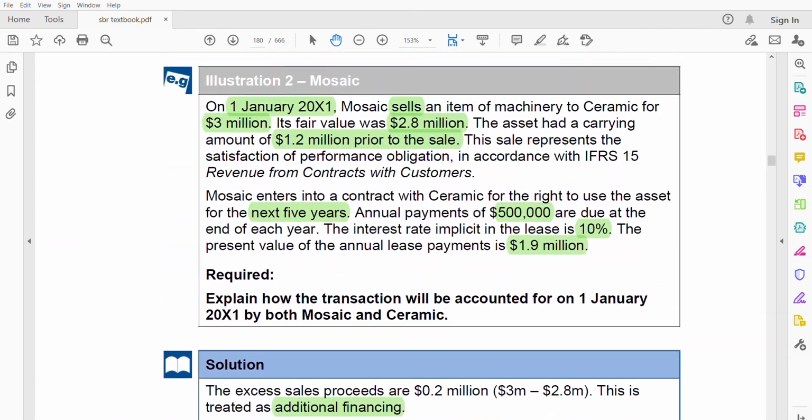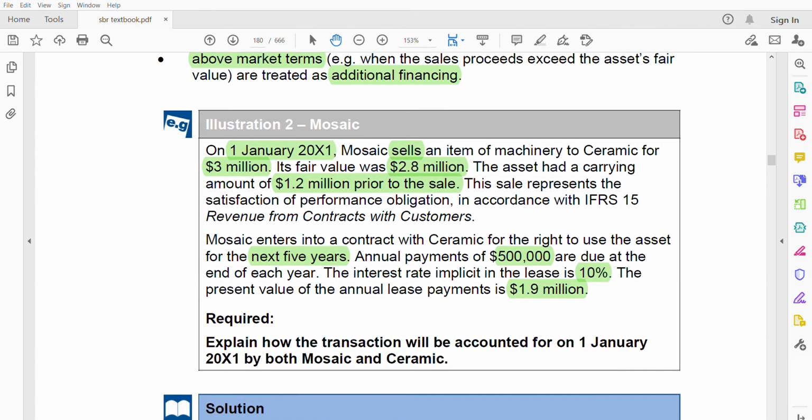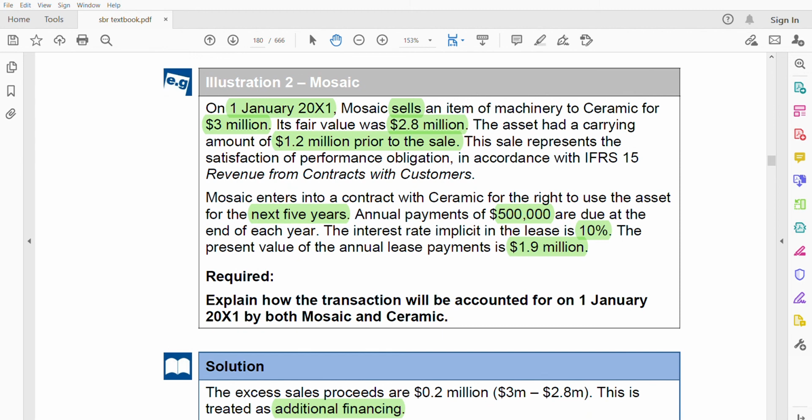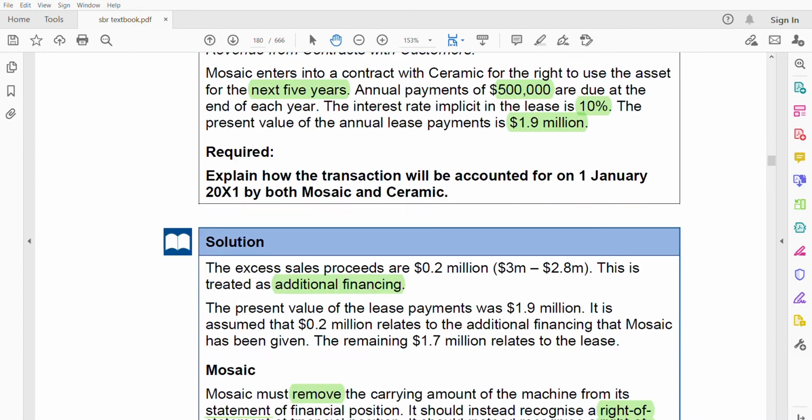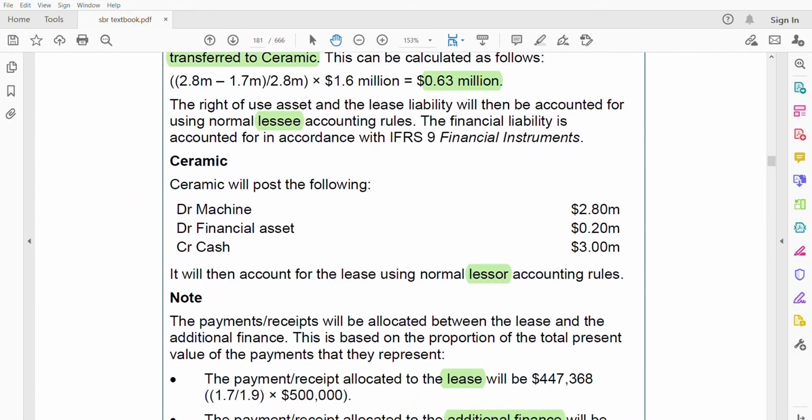Because if you see here, annual payment is 500,000. So that annual payment, you need to allocate between two things. Remember, this is a sale. You have two performance obligations. One is the additional financing component, the other one is the lease. That's why you're dividing it between two.